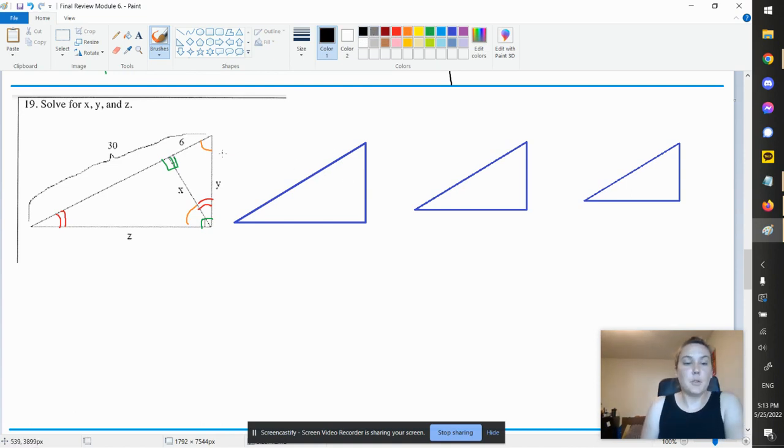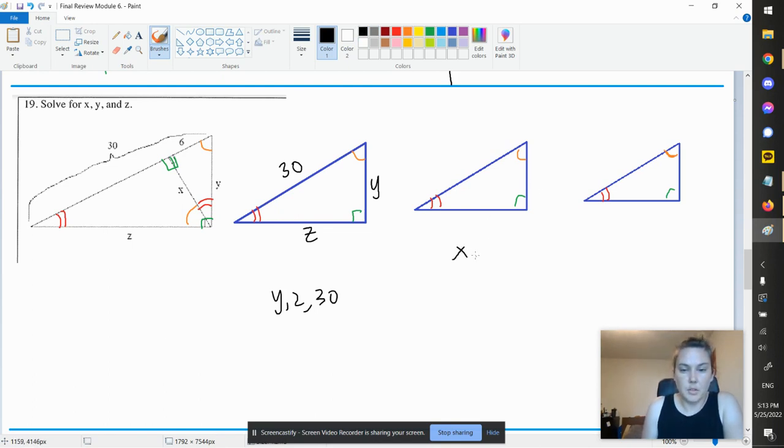Cool. For the large one, our sides are y, z, and 30. 30 is my hypotenuse because it's across from the green angle, the right angle. Y is going to be my right-hand side because it is across from the double red angle. And then orange is actually kind of silly. Z is going to be my other side because it is across from the single orange angle. Z. All right.